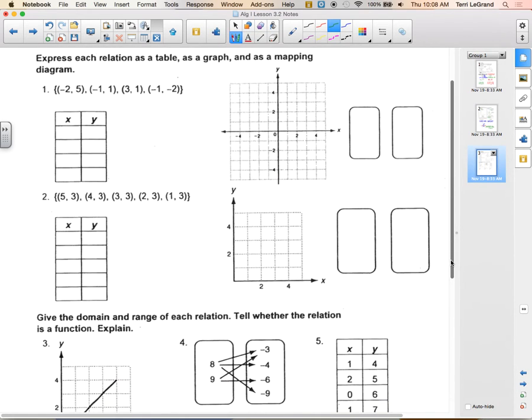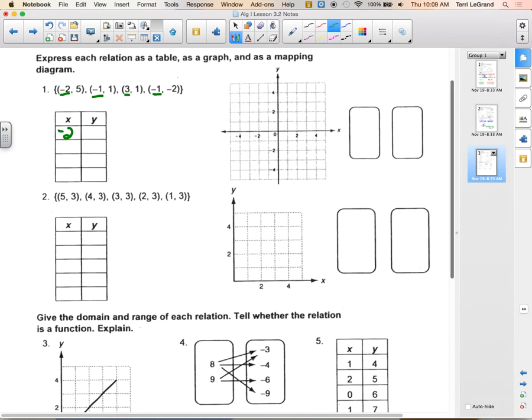The other thing you're going to be doing today is showing the different ways that you can express a relation and or a function. Okay, so number 1, when we put it in a table, the x value that belongs with a certain y value, they have to pair up in the table. So we're going to go from least to greatest for the x values. We're just going to look at the x values and say, okay, what's the smallest of those?